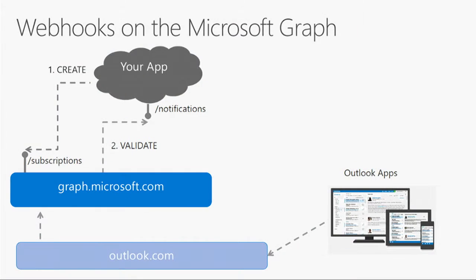As soon as I've created that webhook subscription, I'm going to be asked to validate that my endpoint is really live and it's there waiting to receive notifications. So I'm going to get a call back to my notification endpoint to do that validation. And I need to respond to that very quickly before Microsoft is going to start sending real notifications to the endpoint.